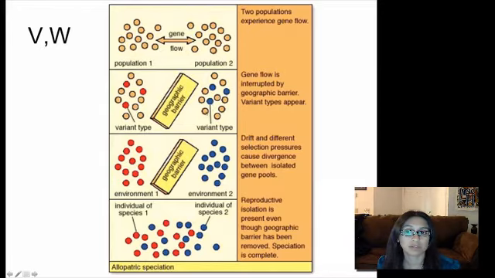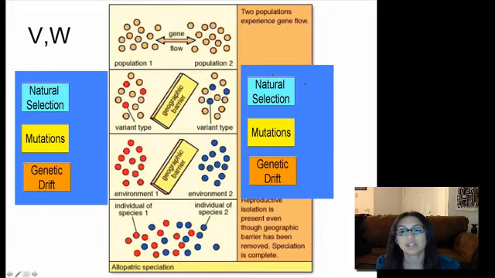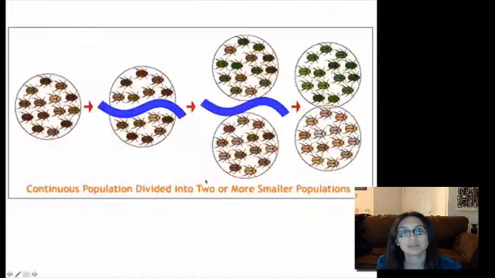So they now look different from each other or behave differently from each other. So if they were to get back together, they either could not breed or they would not want to breed with each other, and speciation would have occurred. Okay, so on this side, natural selection, mutations, genetic drift happening on this side, natural selection, mutation, genetic drift happening on this side, leading to a new species.